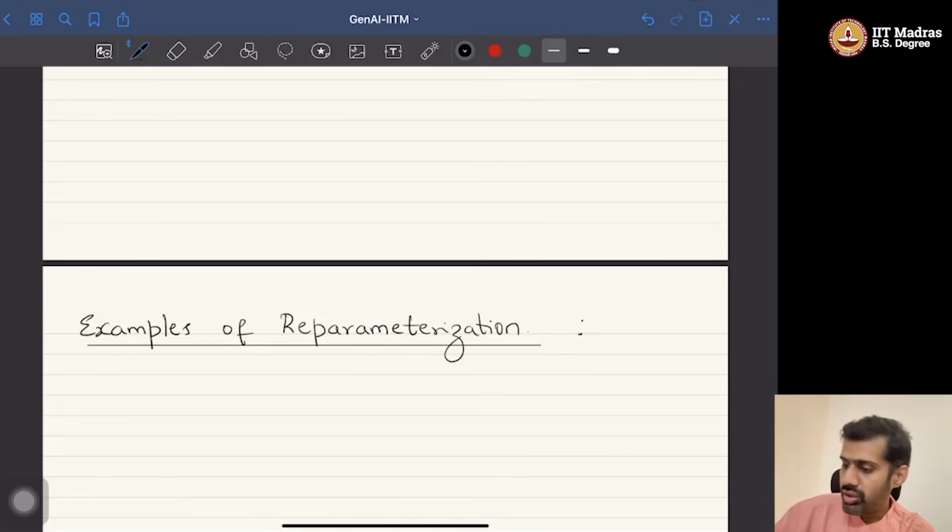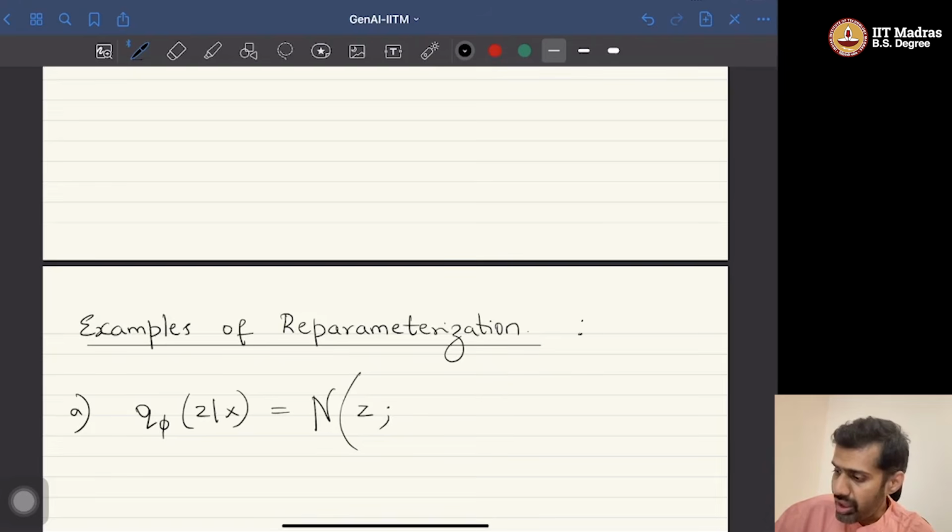Let us look at the first example that is commonly cited in the VAE literature. Let's say that the latent posterior that we have, we assume that this is a Gaussian distribution on the latent variable, of course. Let's say that the parameters of this Gaussian distribution are mu phi of x, comma sigma phi of x.